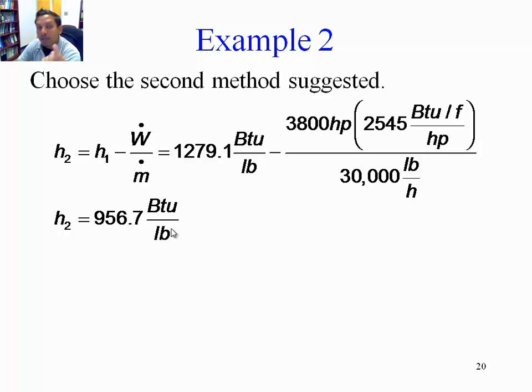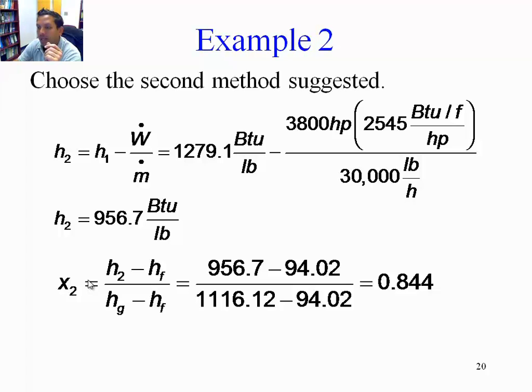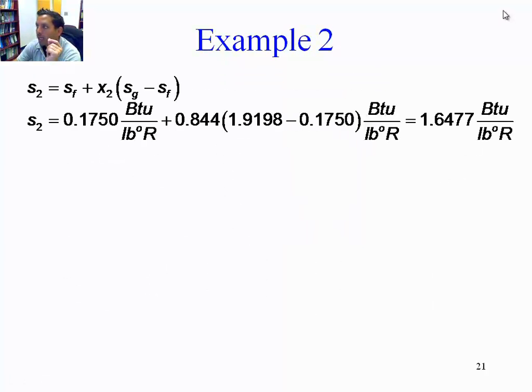Now we have pressure of state 2, which is 2 psi, and the enthalpy of state 2, which is 956.7. With that data, we can go to the table. We can calculate a quality again, and we find that the quality using this value of enthalpy is 0.844. And with that quality, then we can calculate the entropy of state 2.